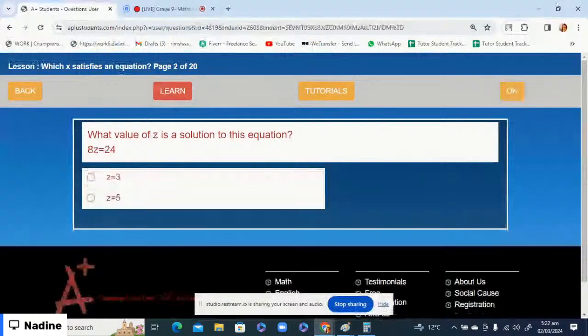What value of z is a solution to this equation? 8z is equal to 20. Same thing we follow. 8 times z is here.